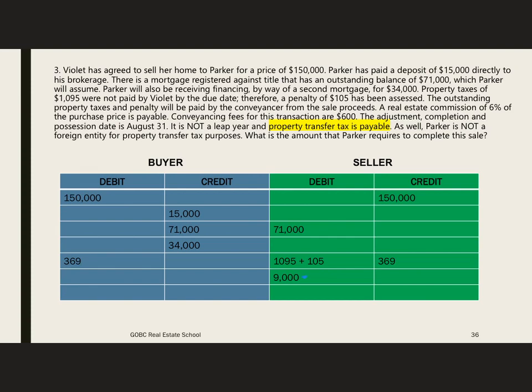The next thing is, it says that property transfer tax is payable and that it's not a leap year and Parker isn't a foreign entity for property transfer tax purposes. Now, why do they mention this part? Remember that foreign buyer's tax, that extra 20%, if you are considered to be a foreign buyer, is added on top of the normal calculation for property transfer tax, our PTT. So since he's not a foreign entity, then we just calculate with the normal tiers. In this case, it's only tier 1 because it's a $150,000 purchase price, and tier 1 is up to $200,000.